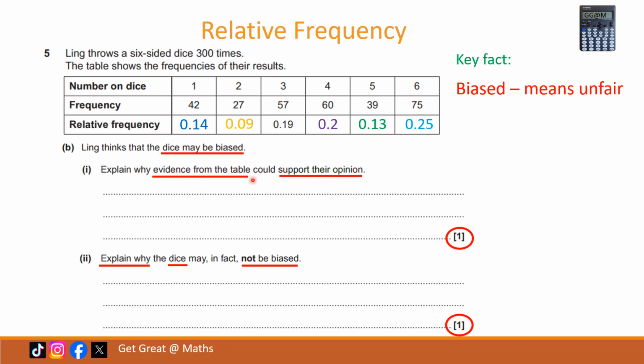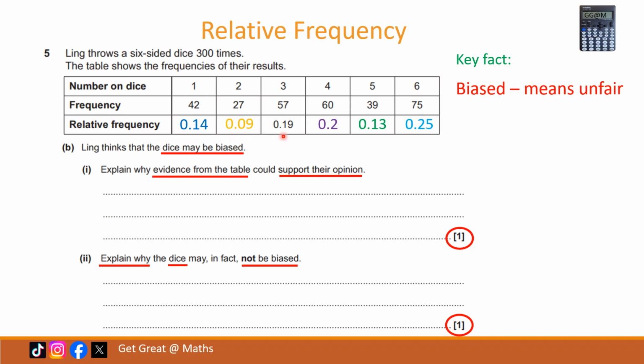Now the key bit for this is the table. So we're taking evidence from the table and we're looking at the relative frequency from the table. Okay, so these values here at the bottom, which are our relative frequency. Now remember, the relative frequency was calculated by doing our frequency divided by the number of times the dice was rolled. Now you would expect all these relative frequencies to be exactly the same if the dice was fair.